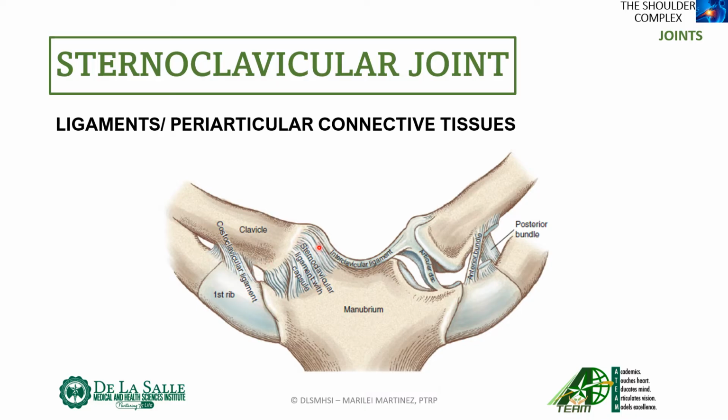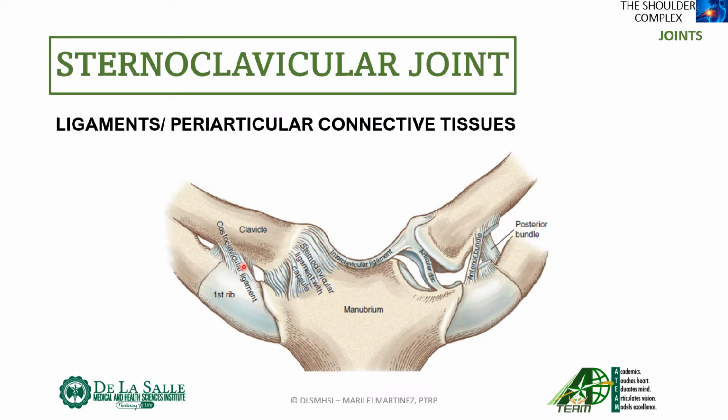Next, we have the interclavicular ligament. Interclavicular, so between the clavicles. As to the location, it is located between the two clavicles and runs the span of the jugular notch. Remember, this is your jugular notch. So it connects the medial end of the right and the left clavicles.